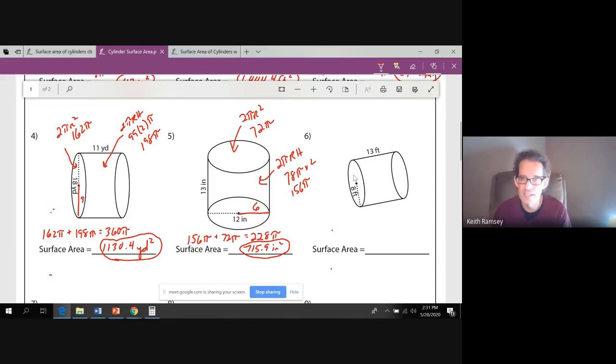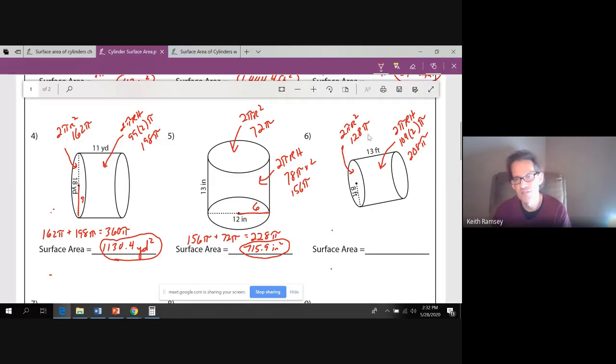So our radius is 8. So for our bases, we have 2 of them. 2 times pi r squared. 8 squared is 64 times 2 is 128 times pi. For our lateral surface, our formula is 2 times pi times the radius times the height. So if my radius is 8, 8 times 13 is going to be 104 times 2. 104 times 2 times pi. That's going to equal 208 pi.